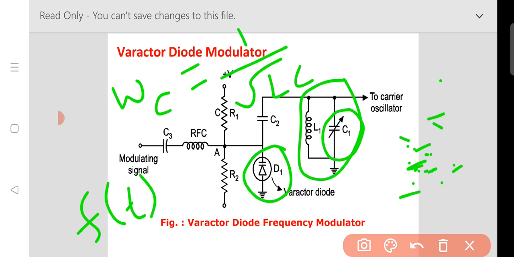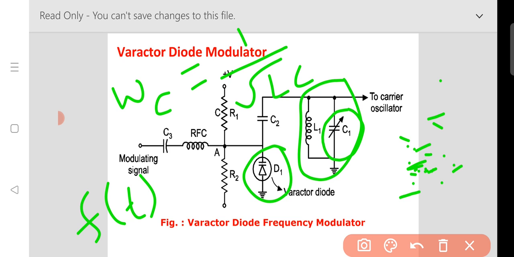Now coming to our circuit, reverse biased semiconductor devices. We have semiconductor devices such as BJT, FET, diodes, whatever it may be. For better understanding we take a diode. When the diode is connected in reverse bias, it exhibits a variable capacitance property. It acts as a variable capacitor. That's why this method is called a varactor diode modulator.